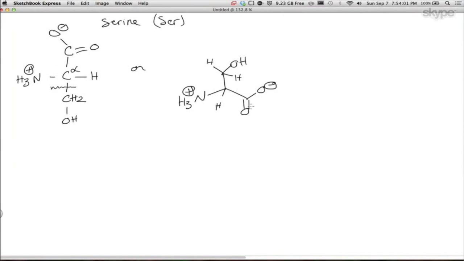Okay, excellent. Now let's draw that picture as it would look at physiological pH. Modify that picture so it looks like what it would look like at physiological pH. No. Oops.